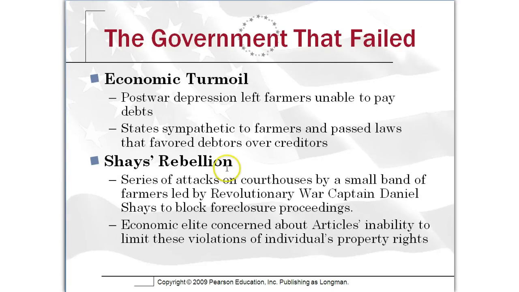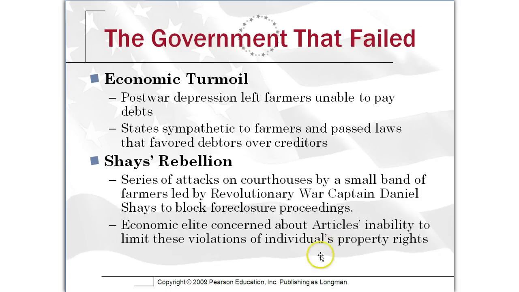For example, Shays' Rebellion happened in Massachusetts, where a series of attacks on courthouses by a small band of farmers was led by Revolutionary War Captain Daniel Shays, because the courthouses were trying to allow foreclosure proceedings on all their farms, but the farmers didn't want to let that happen, and there was no powerful national government to stop these attacks. So the economic elite was concerned about the Articles of Confederation's inability to limit these violations of individual property rights. Really there was just no system that could step in and stop this economic turmoil.